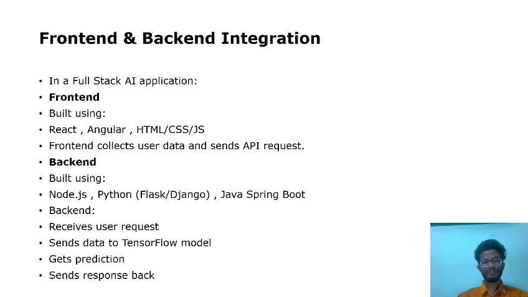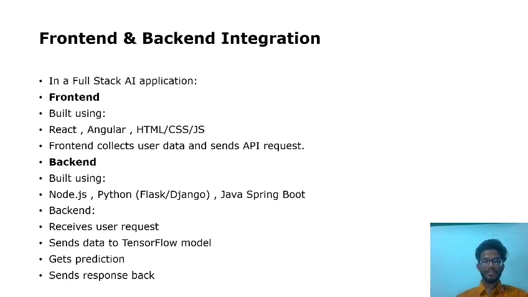Then coming to front-end and back-end integration. Without front-end and back-end integration, we cannot do anything in full-stack development. In a full-stack AI application, what is the purpose of the front-end? It is built using technologies like React, Angular, HTML, CSS, and JavaScript. The front-end collects user data and sends an API request. It takes the input from the users, and that input is given to an API request that works in the back-end.